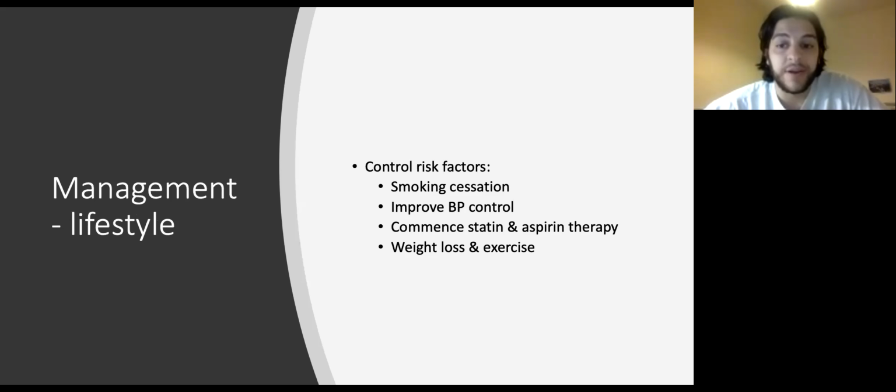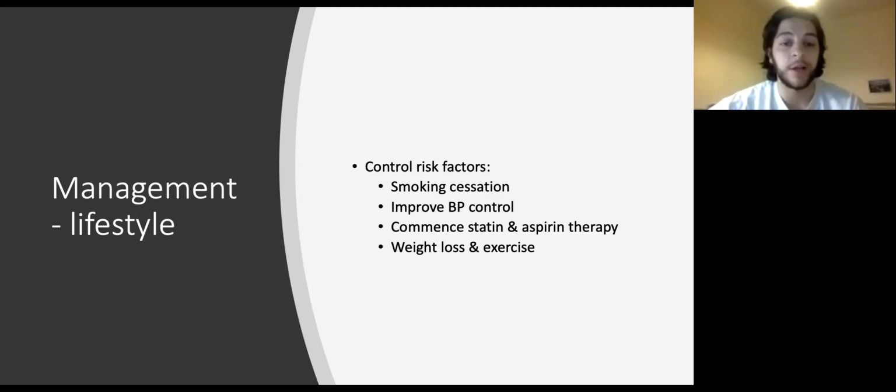There are various lifestyle modifications that you can make which will reduce your risk, and this is important not only to reduce the risk of a AAA getting bigger and worsening, but also to prevent things like heart attacks, peripheral vascular disease and strokes. I'm sure you'll all know these by now. It's smoking cessation, improved blood pressure, statin and aspirin therapy can also help, and weight loss and exercise.